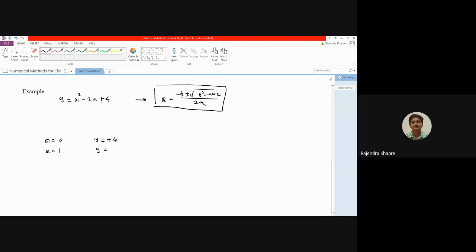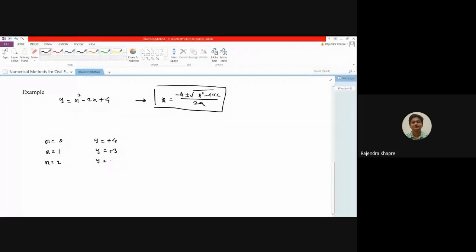So how much will this come to? Someone please tell me. How much should it be? Sorry, positive 3. And if you choose x equals 2, what will that be? How much will it come? Y will be positive 4. And how about x equals 3?